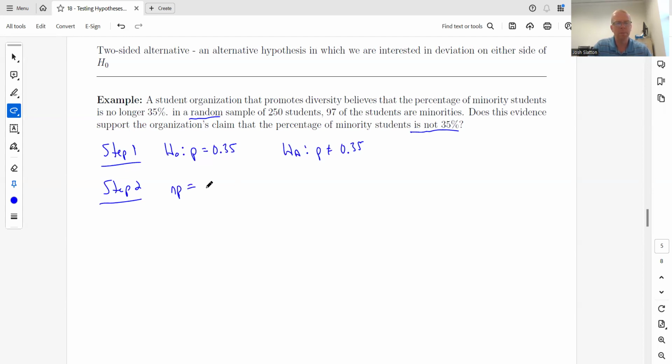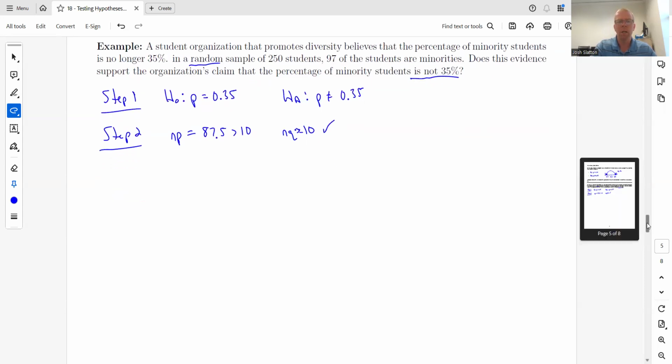So that would be 250 times 0.35. That is going to clearly be more than 10. It comes to 87.5. That is more than 10. N times Q, that would be 250 times 0.65. That is also going to be more than 10. So all the conditions are met. So we'll move on to the next step.